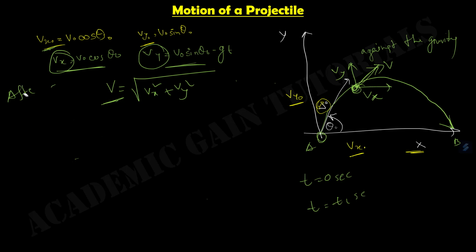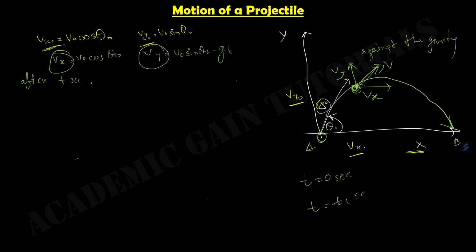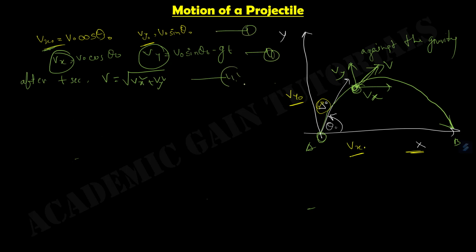So I write this thing here. After t seconds, v equals root over of Vx square plus Vy square. So we derived three equations: one is this equation, one is this equation, and the third one is this equation.